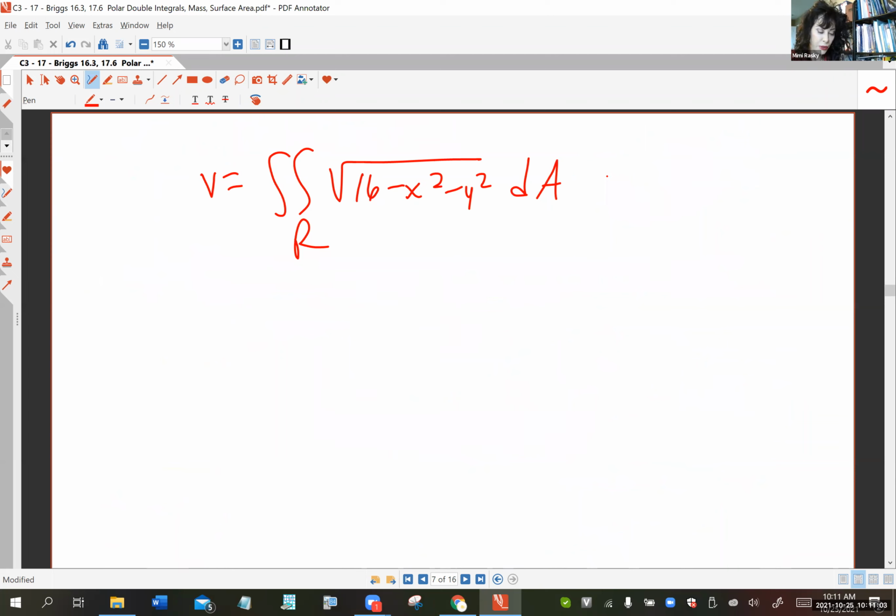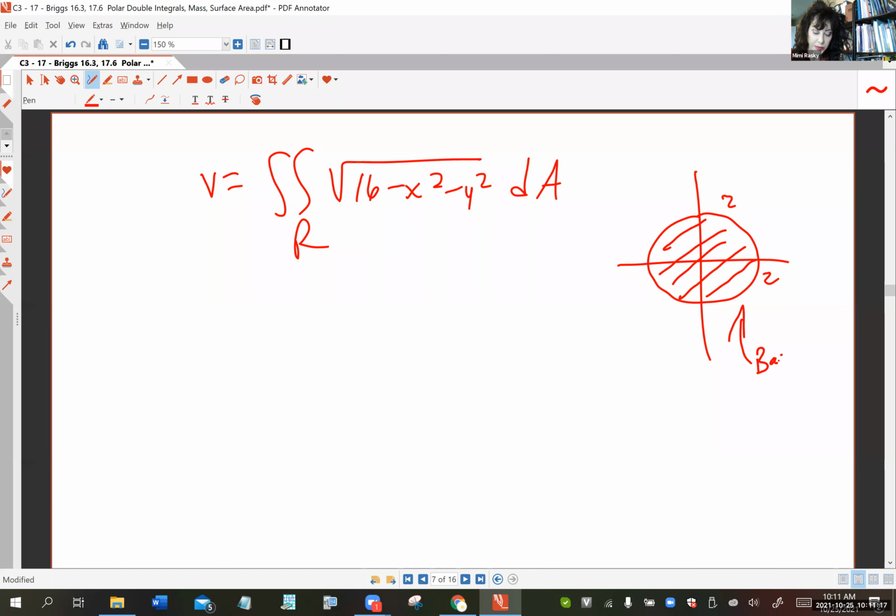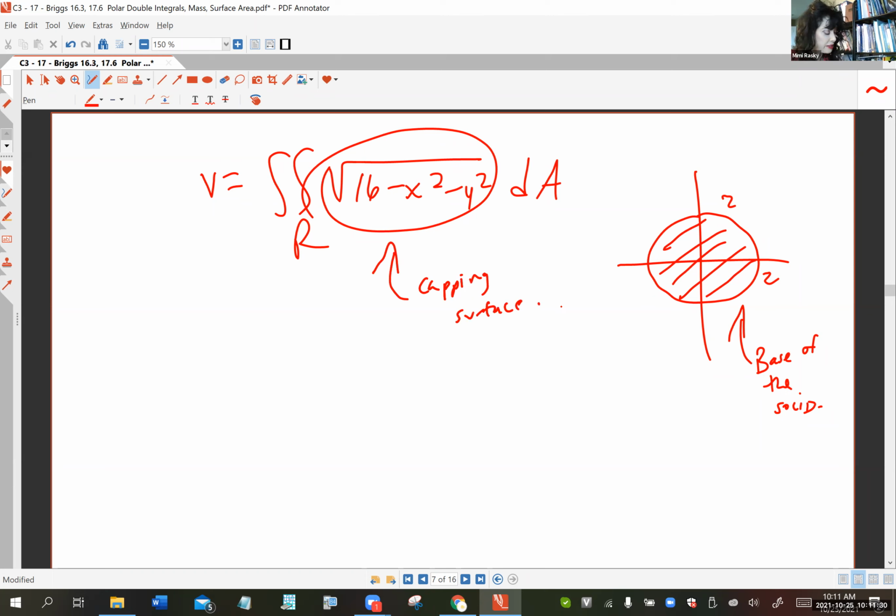But then, we got the region of integration, which they told us was inside of x squared plus y squared equals 4. So that's a circle centered at the origin of radius 2. So this is the base of the solid, and this is the top of the solid. This is some capping surface. I think that is a cone of some sort. We'll take a look at it in a little while.